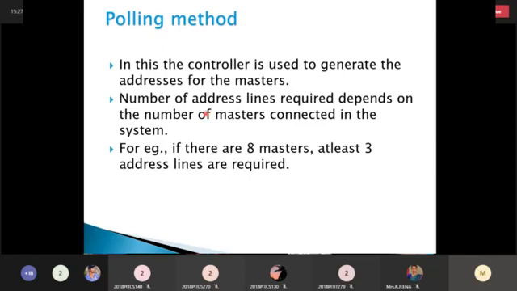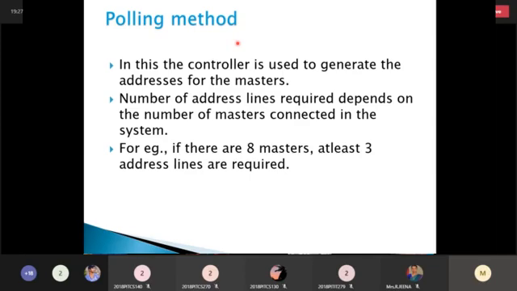For example, if there are 8 masters, we need at least 3 address lines. How? 2 power 3. In 2 power k, 2 power k equals the number of masters, so k represents the number of address lines. 2 power 3 means 2 into 2 into 2, that is 8. So we will be having 8 masters.